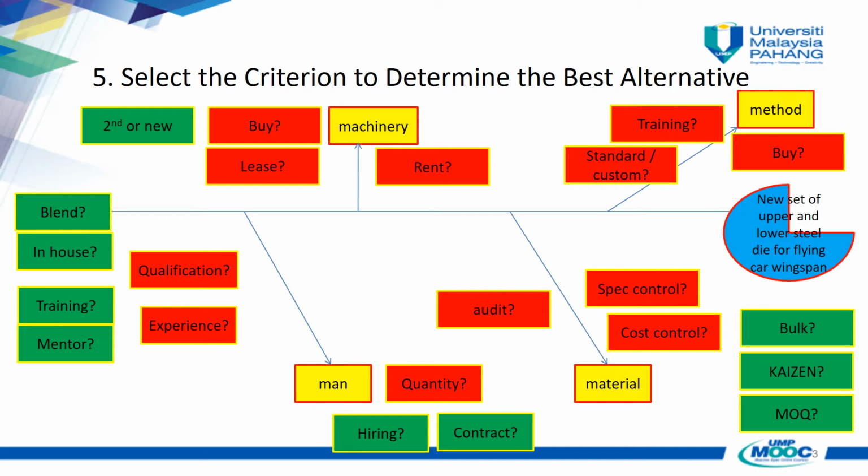Again, for the men's decisions there, what about their qualification? Either you want to blend the experience or blend the skill, or you want to have proper training inside or outside, or you want to have a mentor system. What about the experience? Do you require experienced workers, an experienced operator, and experienced judgment to handle these new sets of upper and lower steel die?